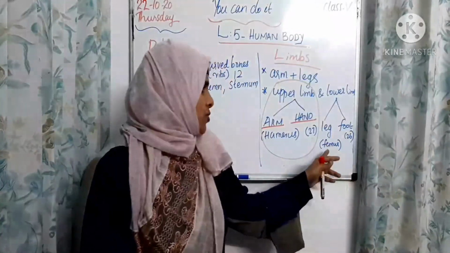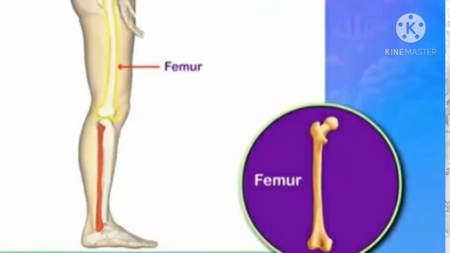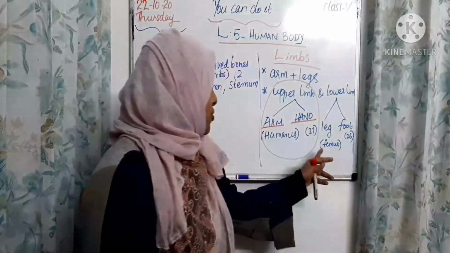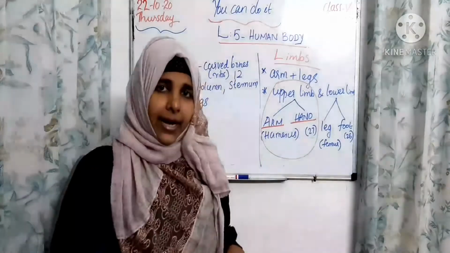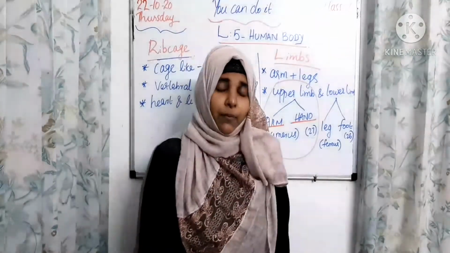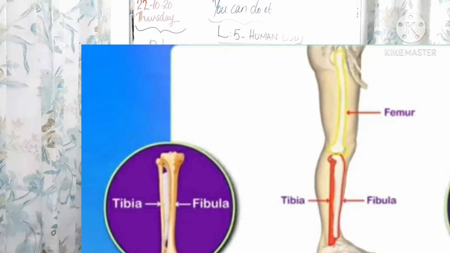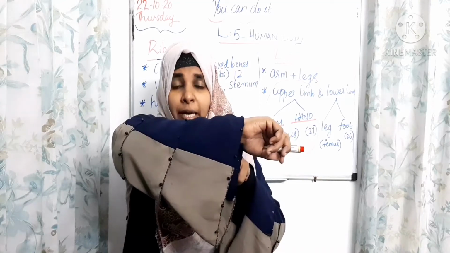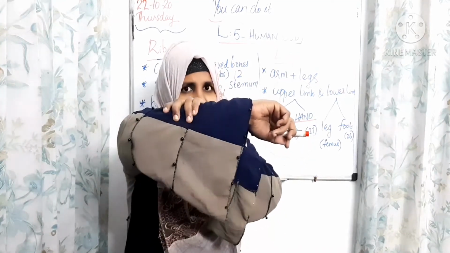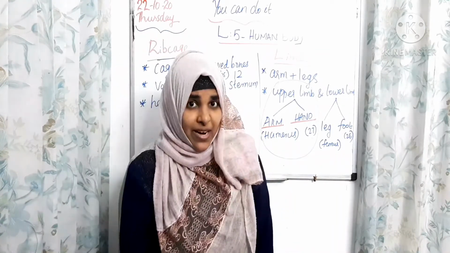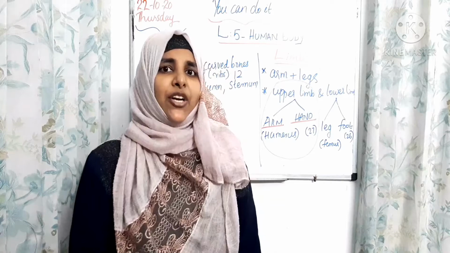Right. And it is made up of the longest bone in the body, that is, the thigh bone or femur. This upper leg is made up of the longest bone in our body. What is it? Thigh bone or femur. And the lower leg is made up of tibia and fibula. I already told you the lower arm is made up of radius and ulna, two types of bones, right? But the lower leg is made up of tibia and fibula.